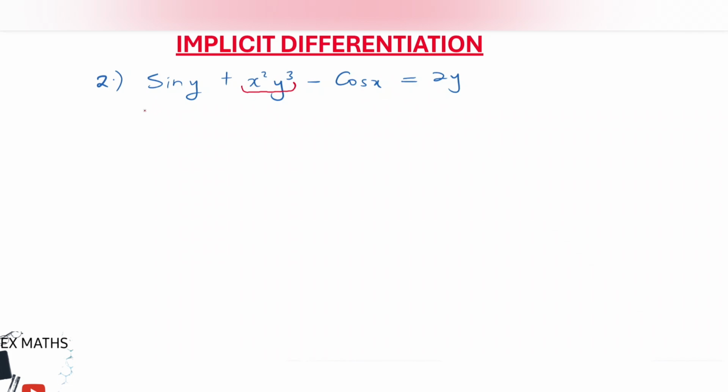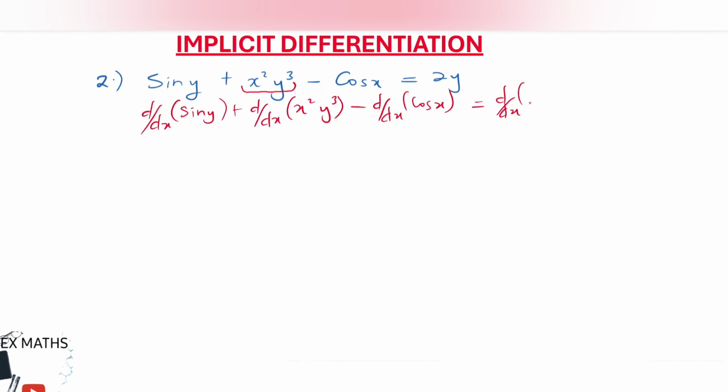Well, we are going to find the d dx of every term, which is for sin y, plus d dx of this whole function, which is x squared y cubed, minus d dx of cos x is equal to d dx of 2y. If you do not know how to differentiate using the product rule, I've uploaded the video for the product rule. So we're going to let this one u and this one is going to be v. So let's differentiate this one.